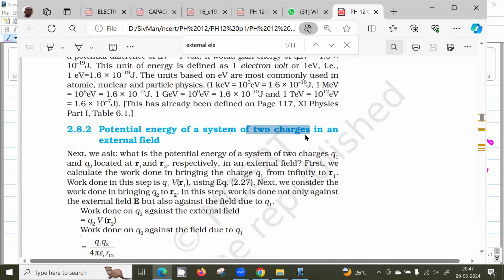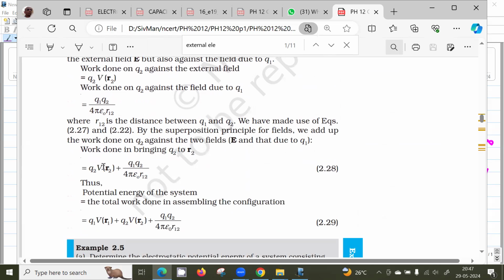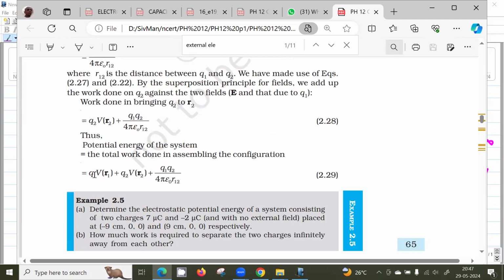Now we have two charges and there is an external field. The work done to bring the first charge, Q1, is Q1 into the potential at the point R1. There's no other charge. When I'm bringing the second charge, the potential at point 2 will be V of R2 due to the external electric field plus the potential at point 2 due to Q1, that is kQ1 by R12. Is that clear? Okay, so the extra terms are these two because of the external electric field. The first two terms are due to the external electric field, and the last is due to the interaction between 1 and 2. Yes, sir.